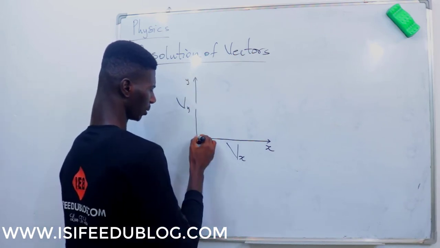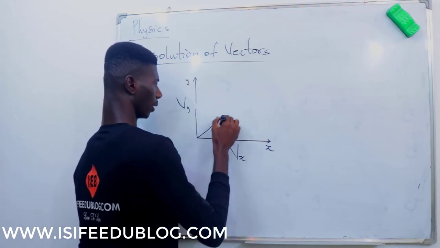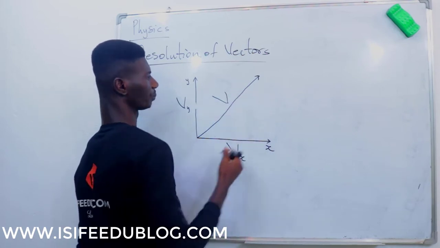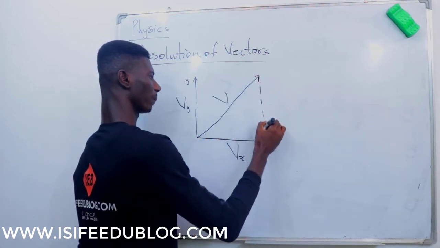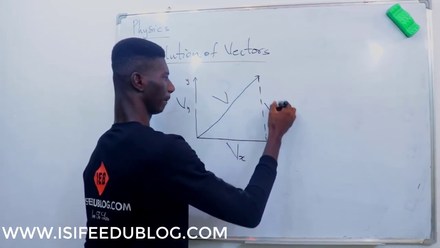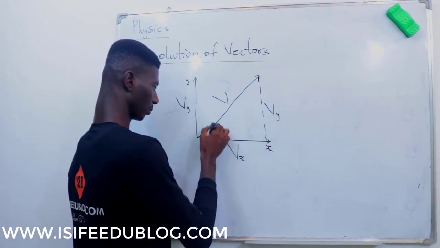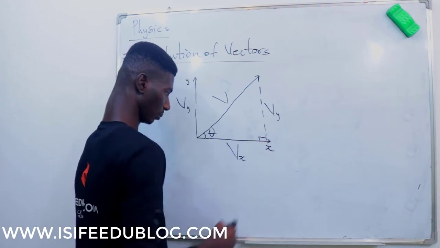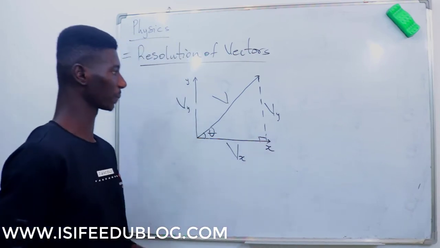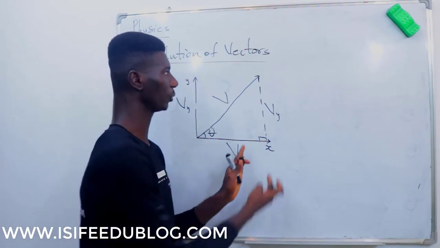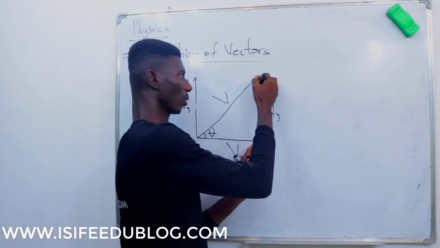Now, if I draw my resultant vector V, here also is V sub y. So this is the direction of the resultant vector, theta. This makes a 90 degrees. So how do we resolve to the horizontal component and how do we resolve to the vertical component?